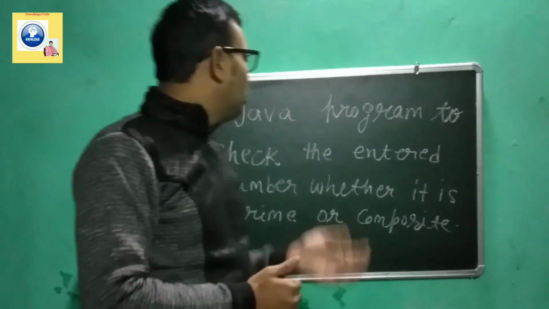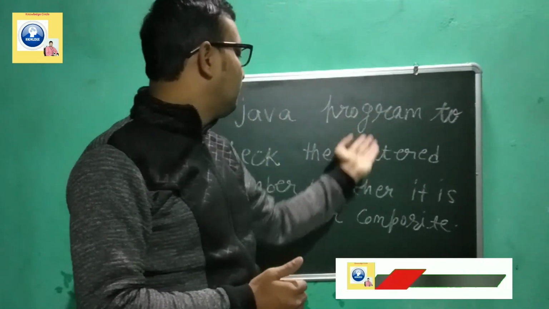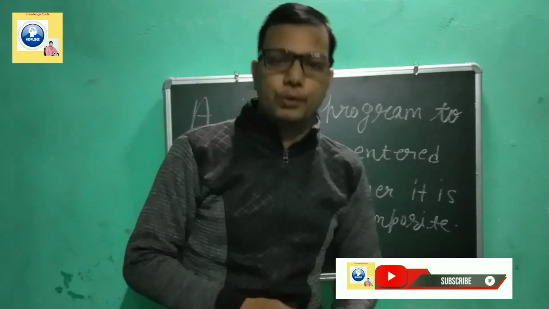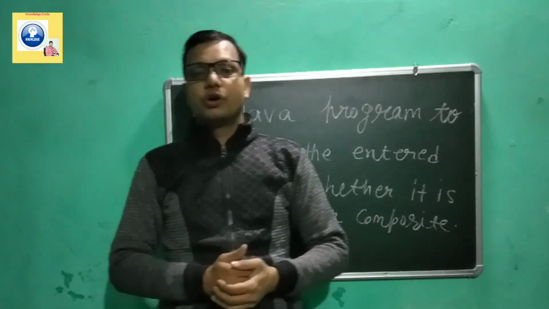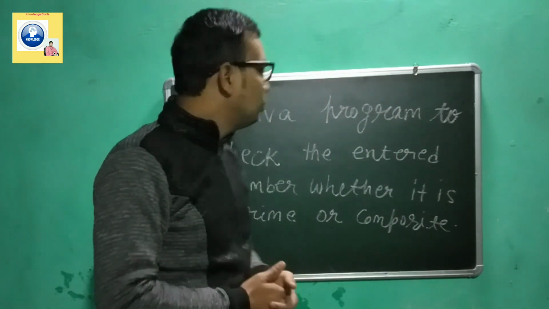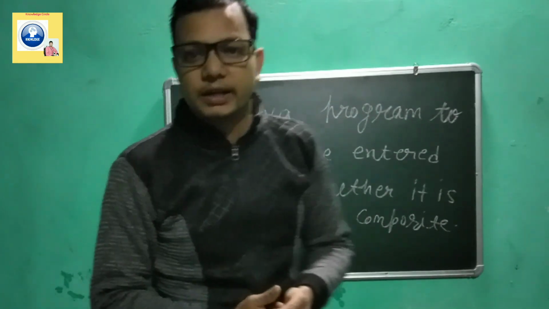Okay, so now what we are going to do, we will accept one input from the user and we will check whether it is prime or composite. This program is based on a loop. Okay, so we are going to learn the code. We will see how to write it. Okay, so let's begin.